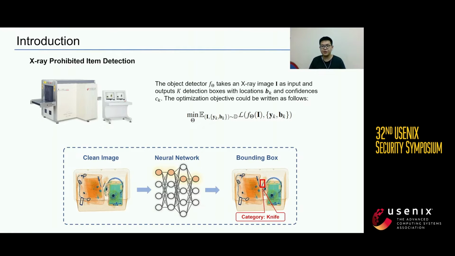Deep learning has been introduced into safety-critical scenarios such as X-ray security inspection in public transportation hubs such as airports. In this scenario, deep learning-based detectors are utilized to assist inspectors in identifying both the presence and location of prohibited items during X-ray scanning. Specifically, the object detector F-theta takes an X-ray image I as input and outputs key detection boxes with locations B key and confidences C key. This approach significantly reduces the amount of human labor required and helps to protect the public from severe risks.